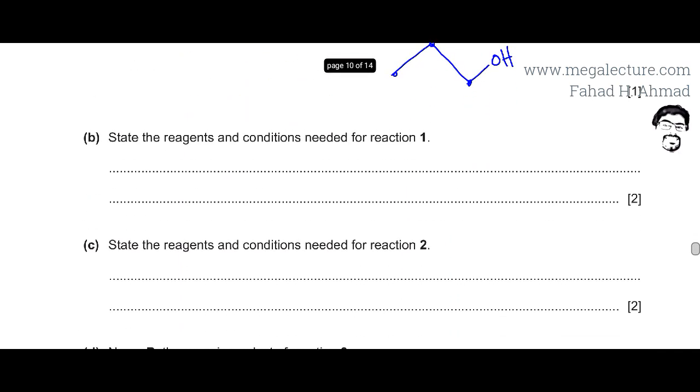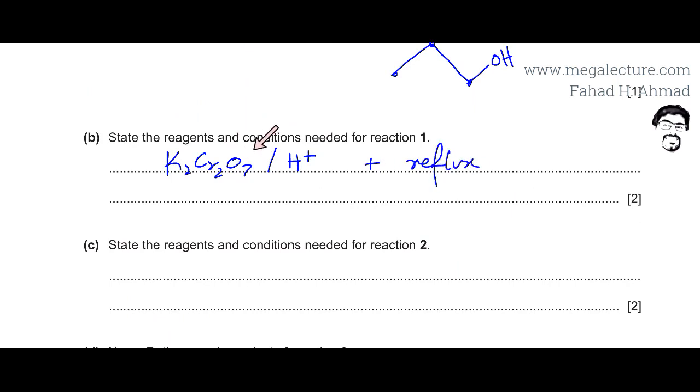So let's write down the conditions: K2Cr2O7, acidified, and reflux, or potassium dichromate(VI).